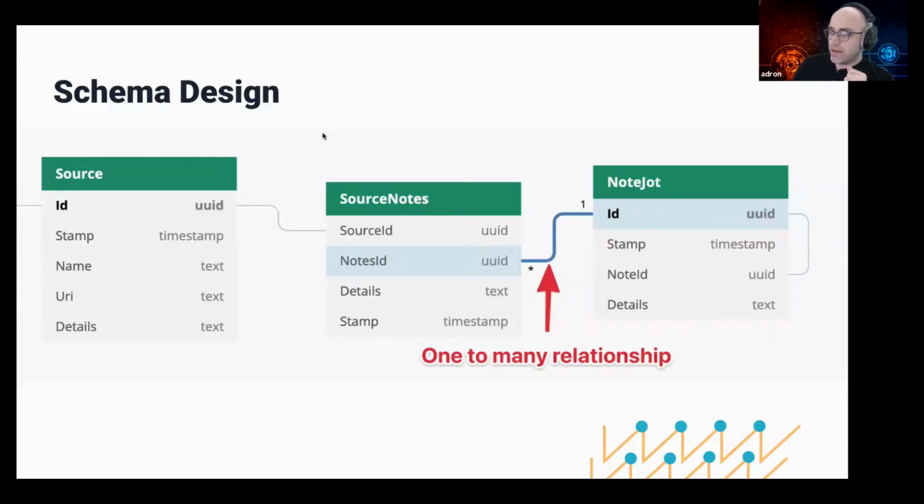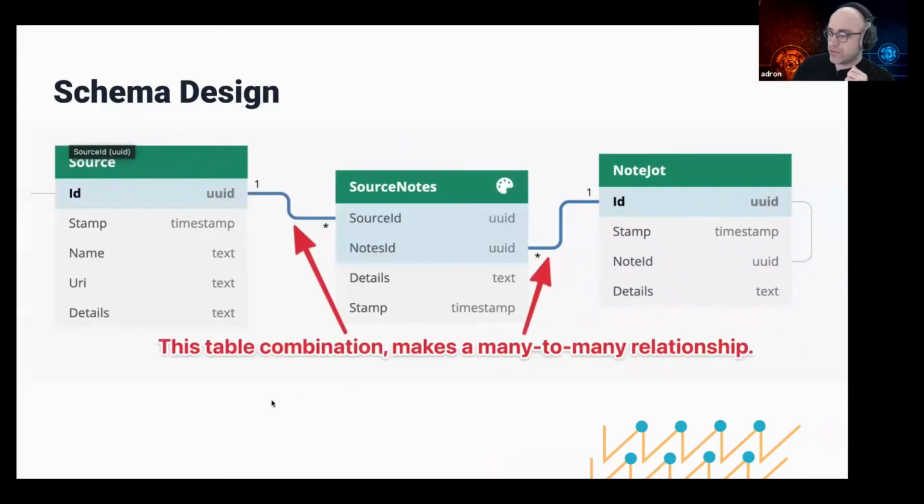And what I've created in this particular situation shows a many-to-many relationship. Because of that middle table, I can relate source to note jots, and there can be one or many sources for each note jot, or one or many note jots per source. And that's what a many-to-many is, where you can relate that back and forth, but there's no limit to how many of the thing can be related to the other thing.